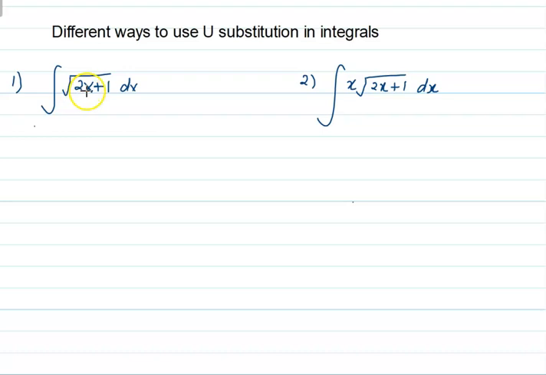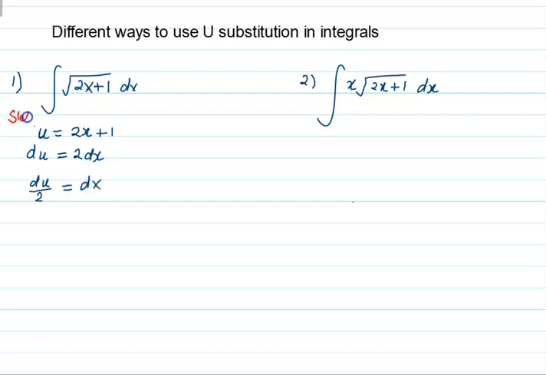We always assume the expression under the square root as u. So let us assume this expression, this linear function, as u. Then we take the derivative of both the sides. The derivative of u is du, derivative of 2x is 2 dx, and the derivative of constant 1 is 0. But here we are given only dx. So we need to isolate dx here.